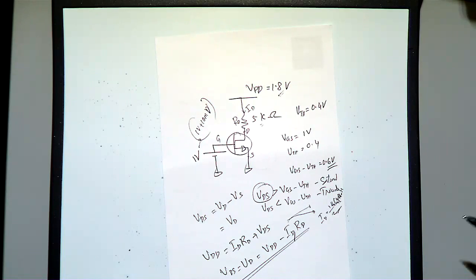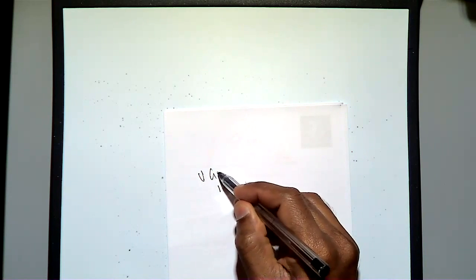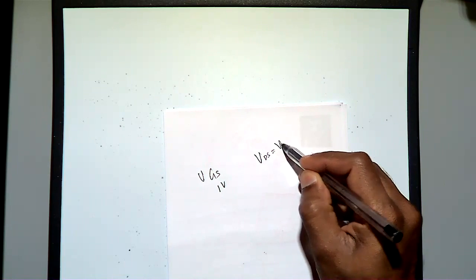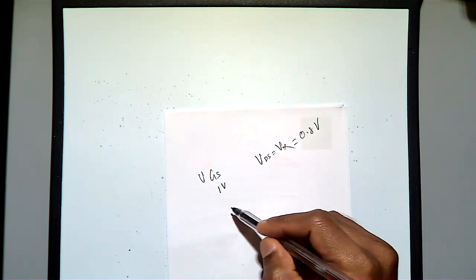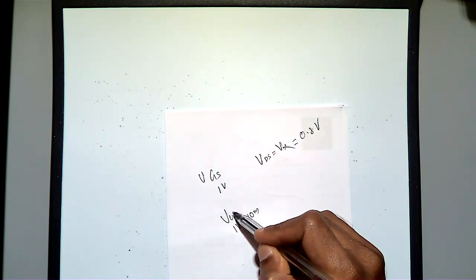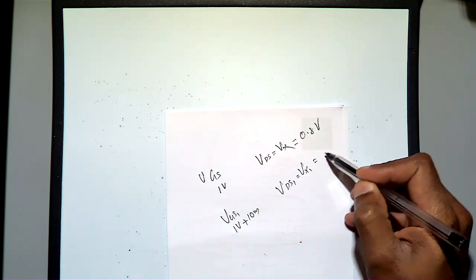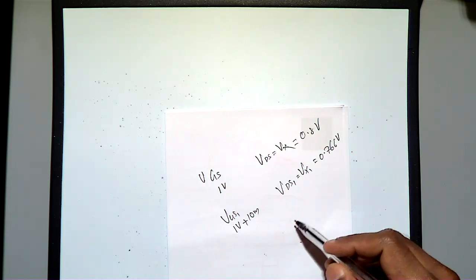So when we say gain, when you have 1 volt VGS, then what you are getting is your VDS, which is equal to VX. How much is that one? 0.8 volt. And then when you increase this to 1 volt plus 10 millivolt, that is your new VGS1, then your VDS1, which is equal to VX1, which is equal to 0.766 volt.